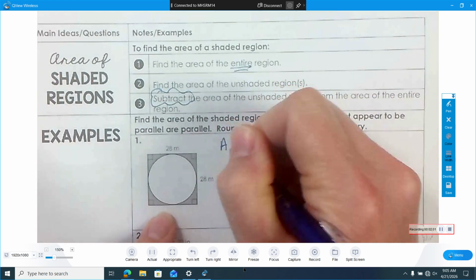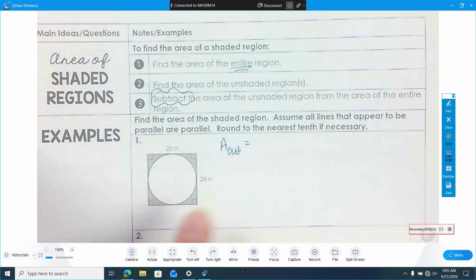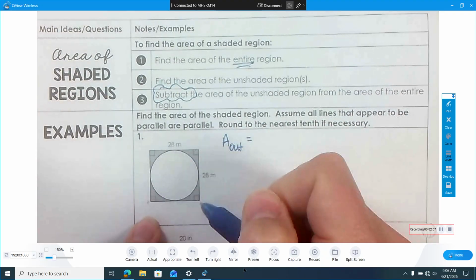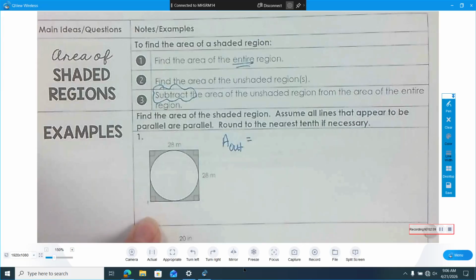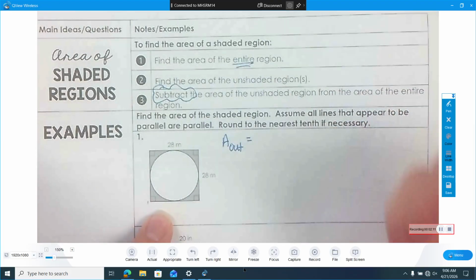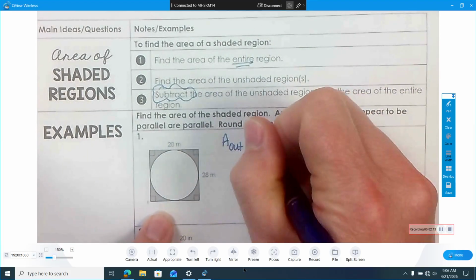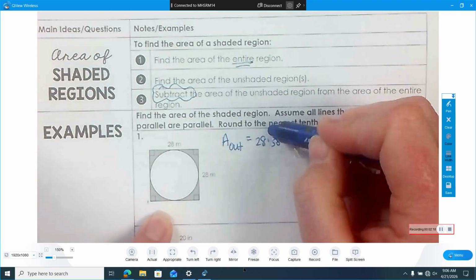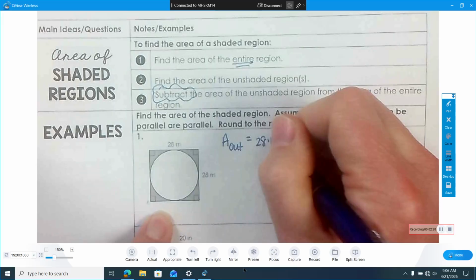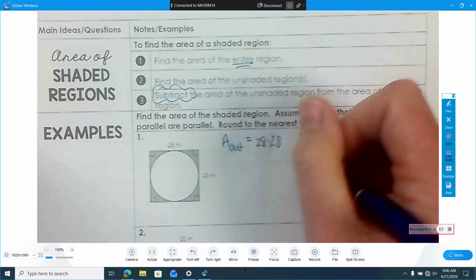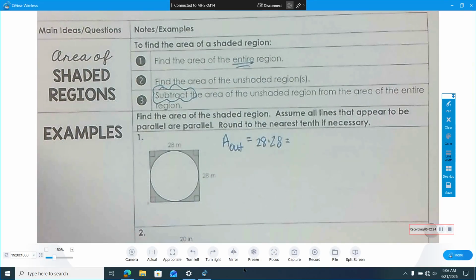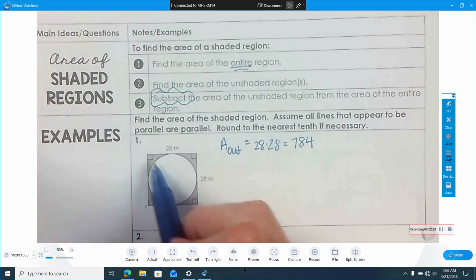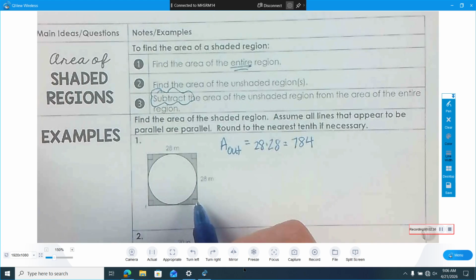So the area of the outside, I'm going to put an out. So the outside is what shape? A square. How do I find the area of that square? Base times height. 28 times 28. I need a calculator. 784. Thank you. So 784, that's the area of the outside bit.